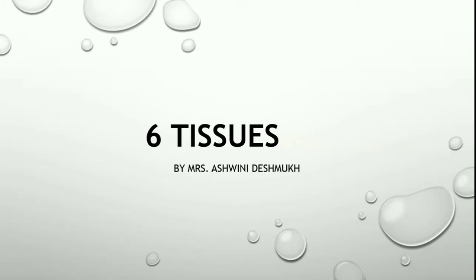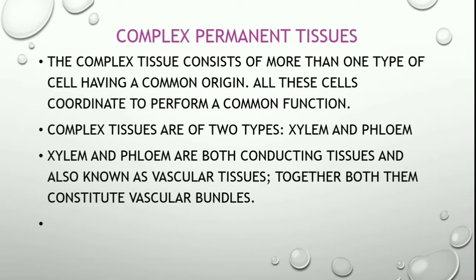Hello students, until now we have discussed meristematic tissue and simple permanent tissue. All these tissues are like each other and made up of one type of cell. Now we will discuss complex permanent tissue. The complex permanent tissue consists of more than one type of cell having a common origin.